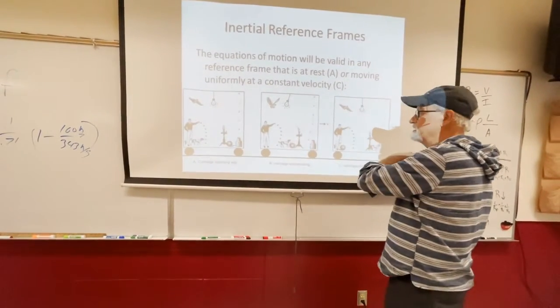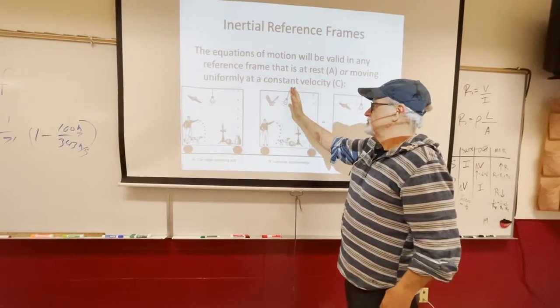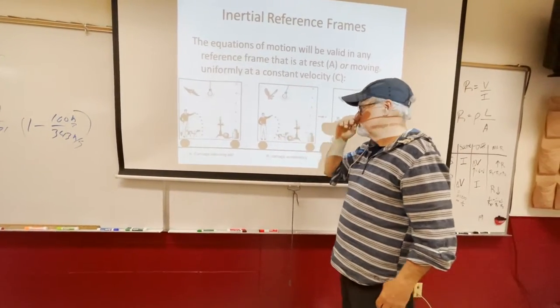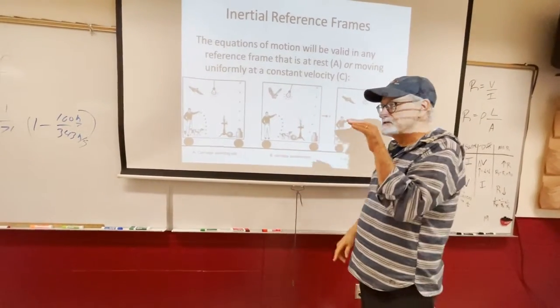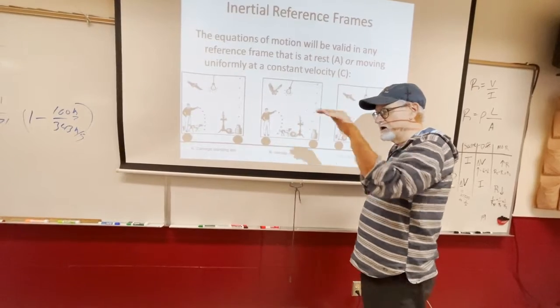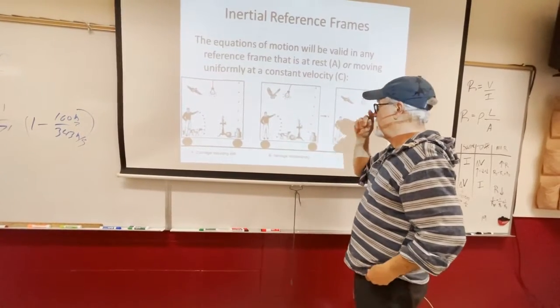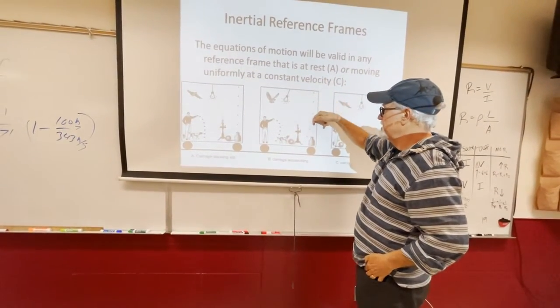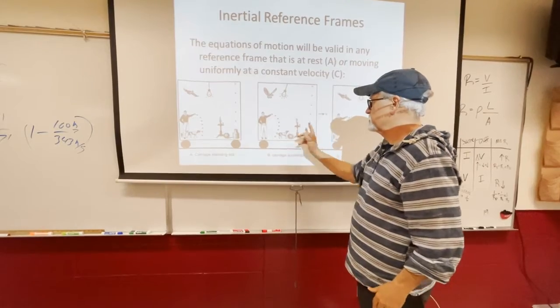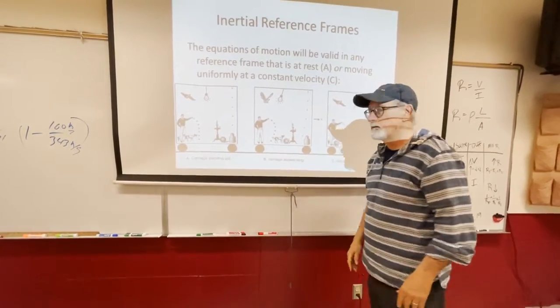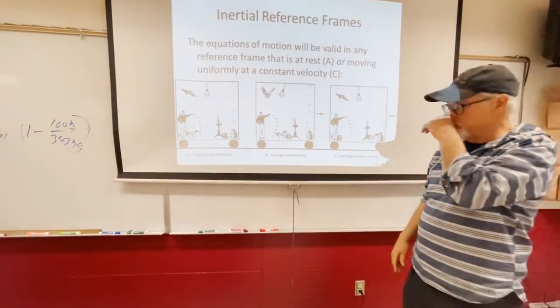Now, if it's accelerating, then the light bulb is going to swing this way because of its inertia. A ball that you toss is not going to go in the same direction. It's going to follow a different path. And the water that's dripping down, because the carriage is accelerating, is going to miss. We all have experience with that idea.